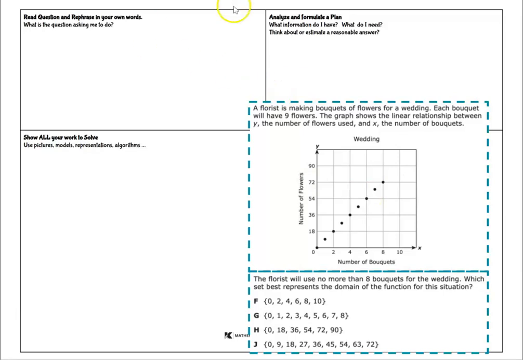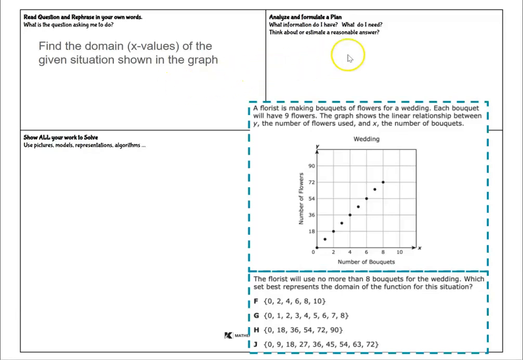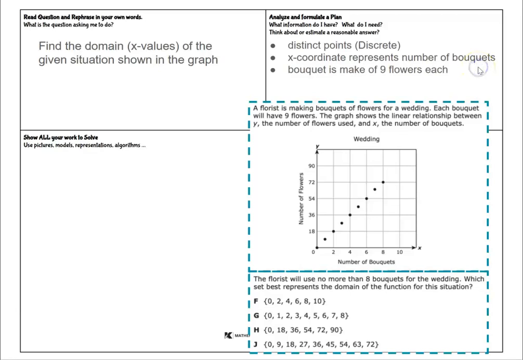So for this problem, what is the question asking me to do? The question is asking me to find the domain, which are the x values from the given situation shown in the graph. Let's move on to what information I am given. I have distinct points, which means it is a discrete graph. I'm going to need to show my domain in a list of a set of values. I know that the x-coordinate represents the number of bouquets.